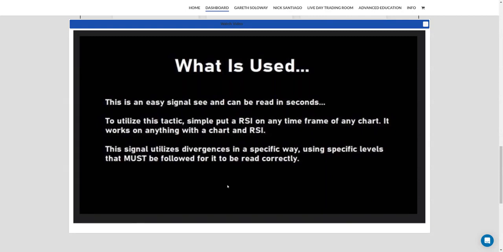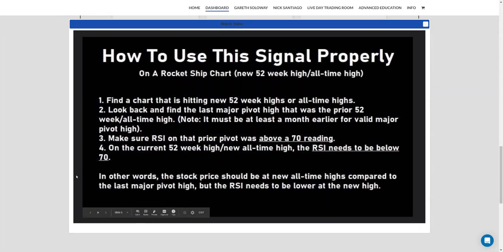This signal utilizes divergences in a specific way, using specific levels that must, I repeat, must be followed for it to be read correctly. That's the biggest thing about this. There's no gray area. You have to look and see what it is saying and what it ultimately translates into on the chart. And I'm going to show you exactly what that is shortly.